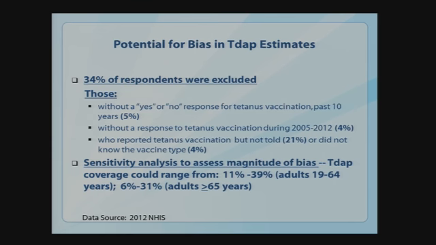And depending on what proportion of excluded respondents actually received Tdap, actual Tdap coverage could fall within the range of 11 to 39% for adults 19 to 64 years, and 6 to 31% for adults 65 and older. And this sensitivity analysis assumes no errors in reporting when the responses are all yes or no combinations.